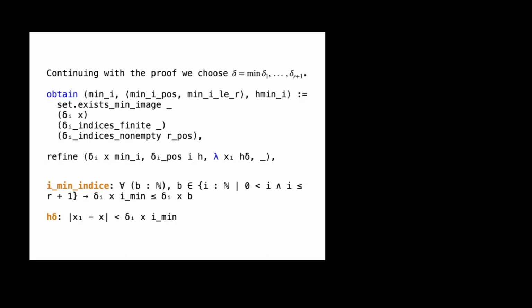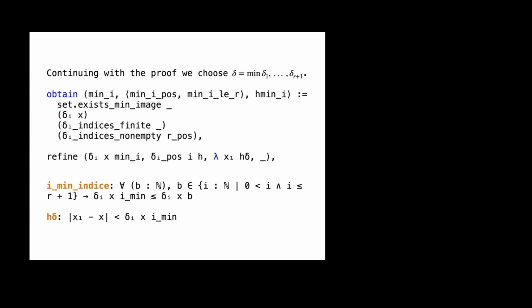Continuing with the proof, we want to choose delta, which is equal to the min of delta 1 up to delta r plus 1. We do this using the set exists min image function. And this gives us, well, first of all, we need to give a proof that the indices which we're looking at are finite and non-empty. And this gives us the index which is the minimal delta i.